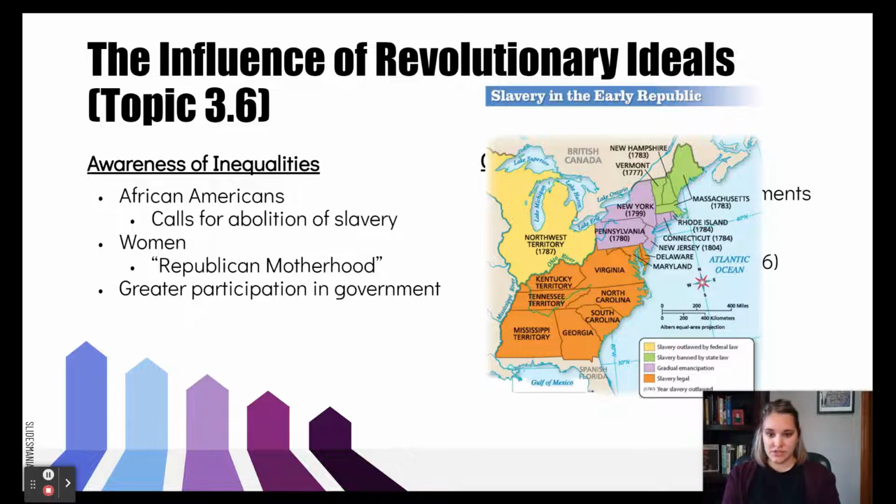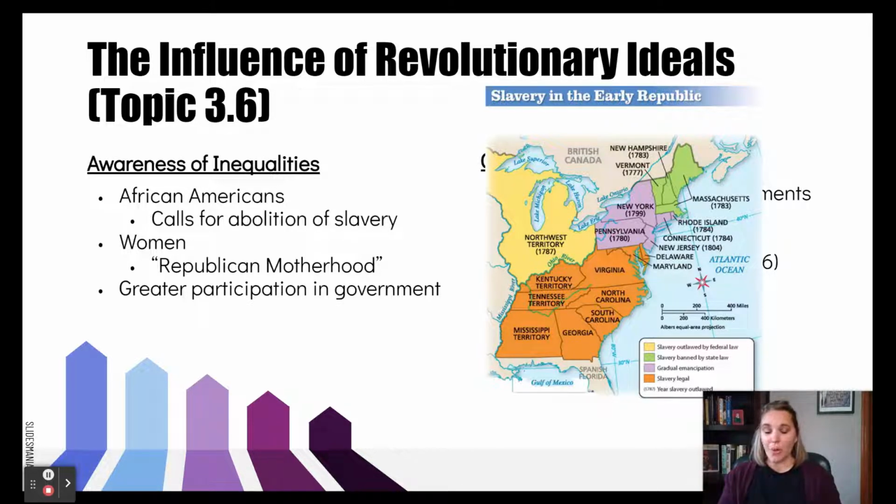And then, of course, in our southern states, slavery does not get abolished. In fact, it increases rapidly. For women, we see the ideas of the revolution impacting them with the emergence of Republican motherhood. This is the idea that women play a really important role in the Republic, and their role is to educate their sons to be proper citizens of America, to be the future leaders of America.